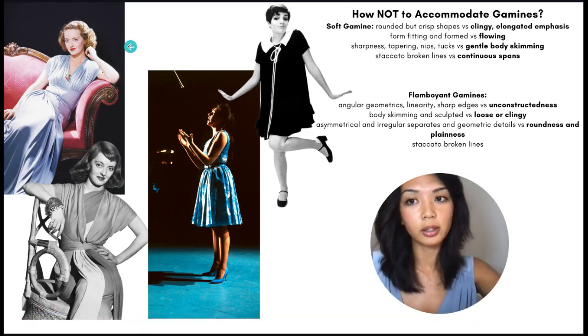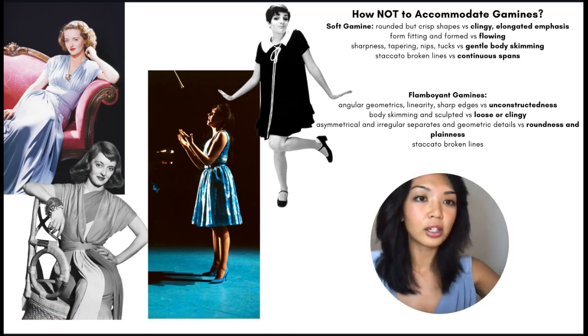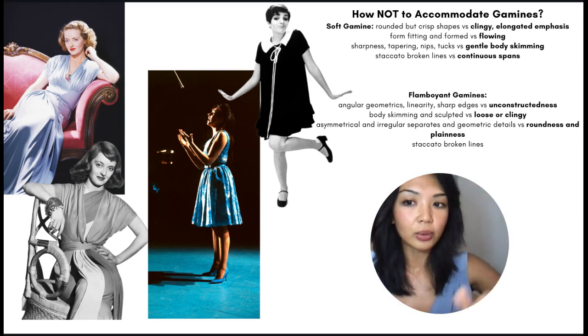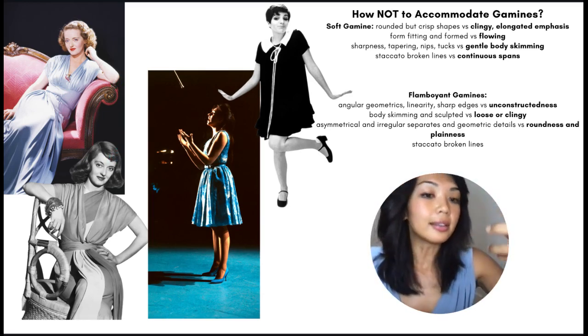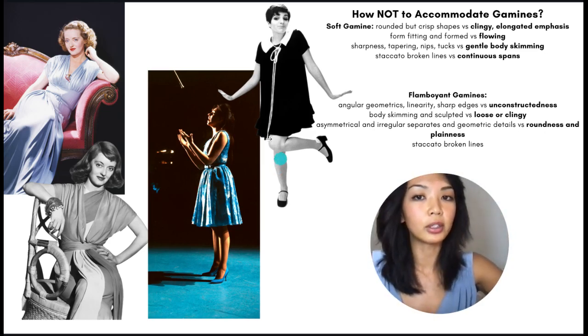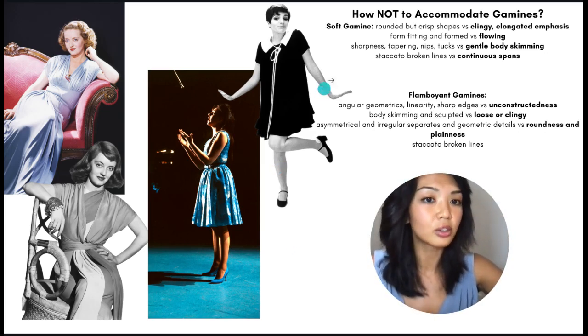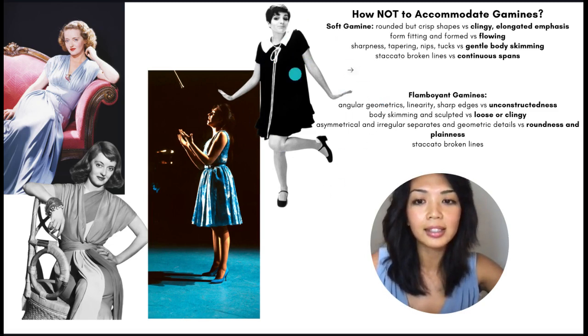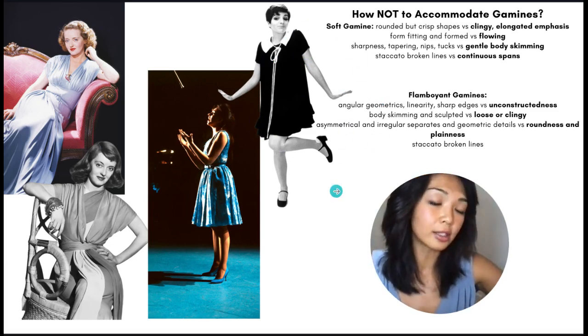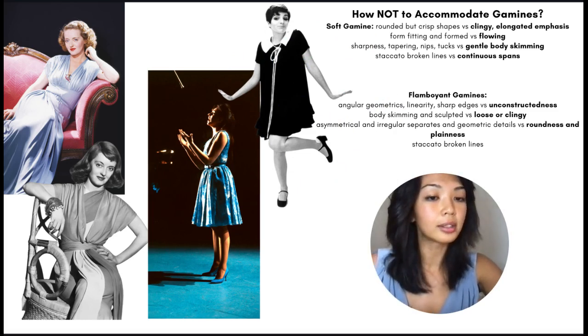For the soft gamines, you're going to put them in something very clingy with an emphasis on elongation, soft fluidity, flowiness, gently body skimming, with continuous spans of fabric, no sharpness, no perkiness, no sense of lift. And for the flamboyant gamines, you're going to put them in something really unconstructed, wide, very loose or very clingy, with more round or plain lines, and a very blended approach as opposed to a strong staccato silhouette.